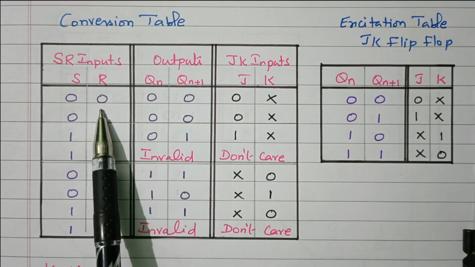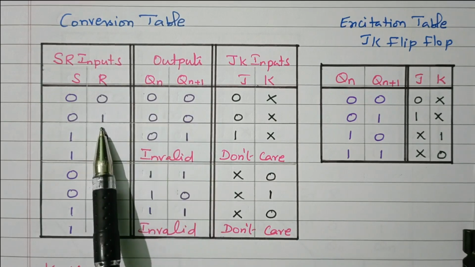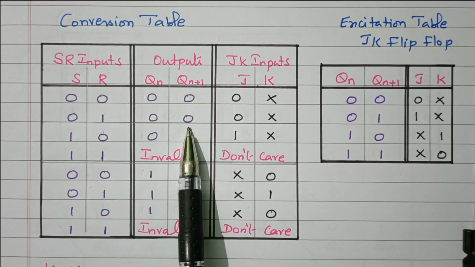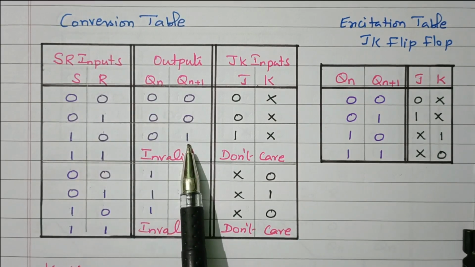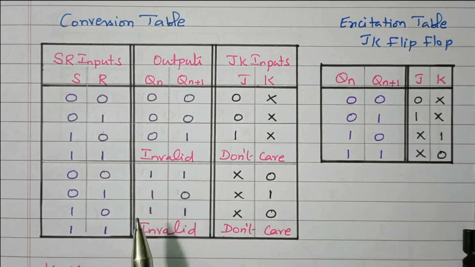So both are 0 means no change. R input is 1 means reset 0. S input is 1 means set the output as 1. Both are 1 means invalid.